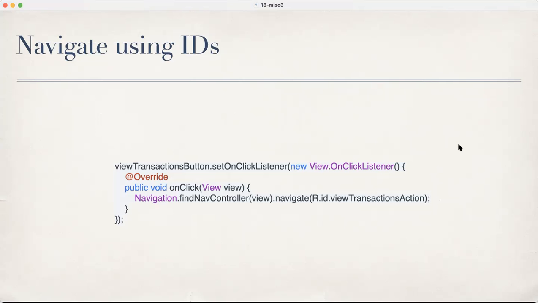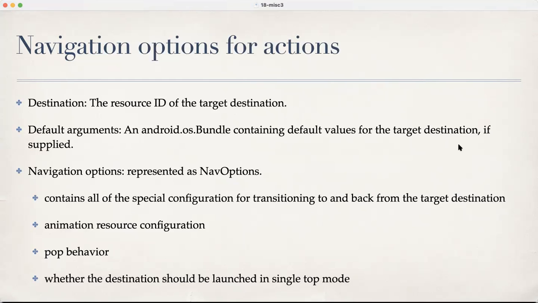All right. So when you define an action in the navigation graph, navigation generates a corresponding nav action class, which contains the configurations defined for that action. And what are those? So you can provide a destination, as we have seen. You can provide default arguments. That is also something we have seen. And it creates a bundle containing the default values for the target destination. And you can provide other navigation options.